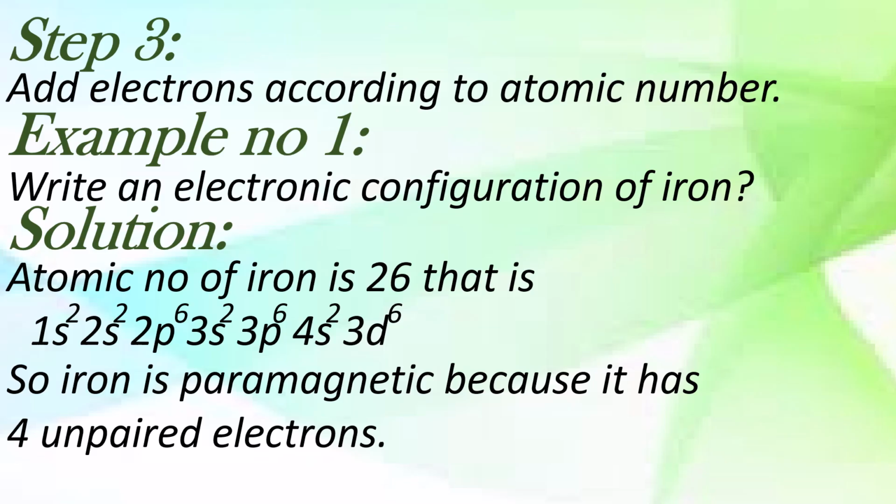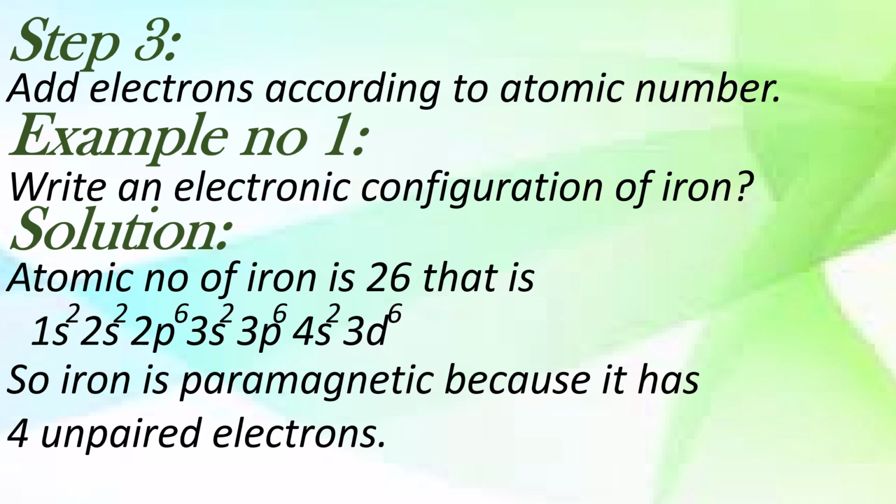Now, example number 1. Write an electronic configuration of iron. Iron is a transition metal and its atomic number is 26. You have to memorize it. That is 1s2, 2s2, 2p6, 3s2, 3p6, 4s2, 3d6.